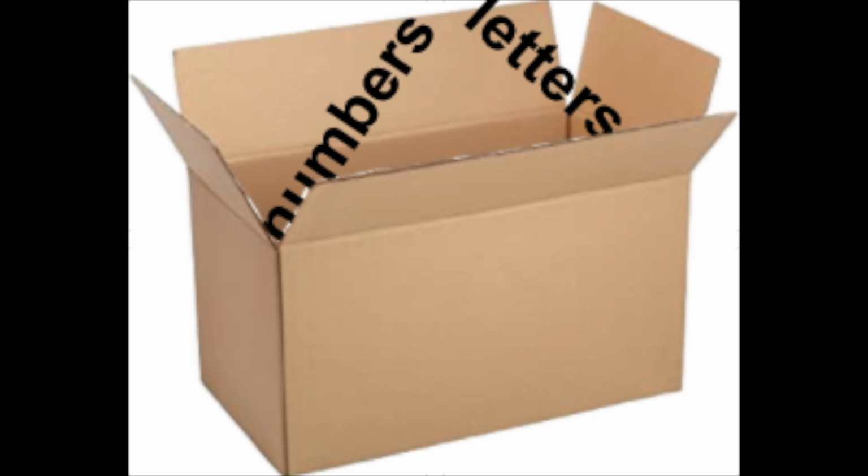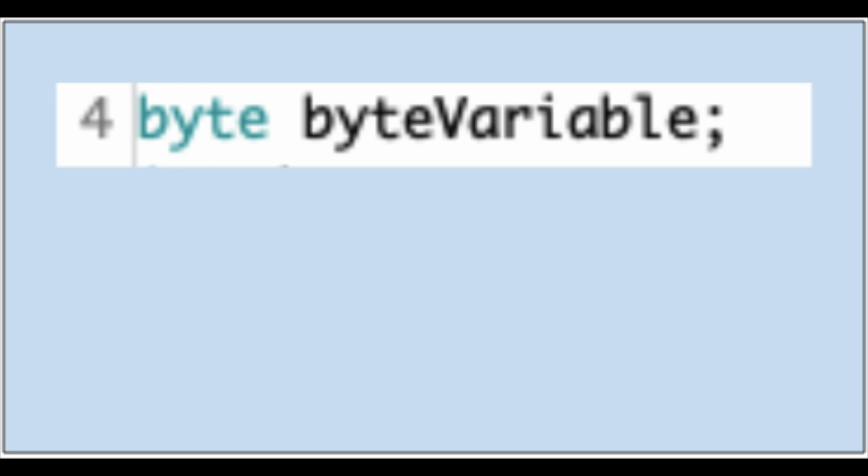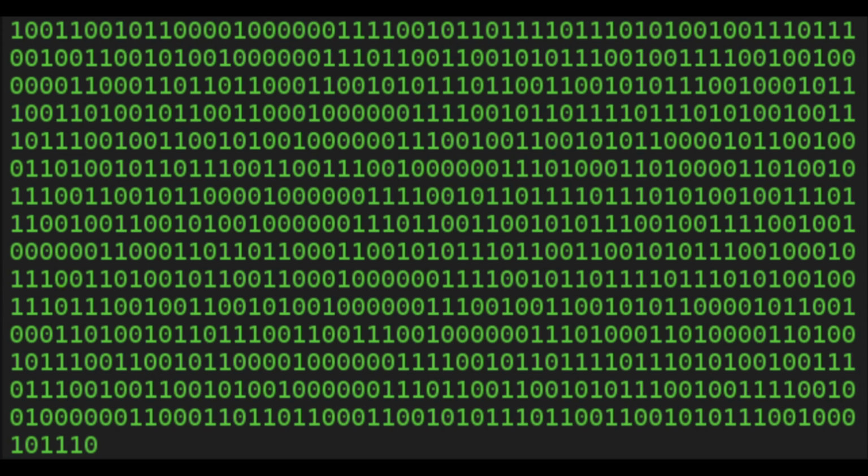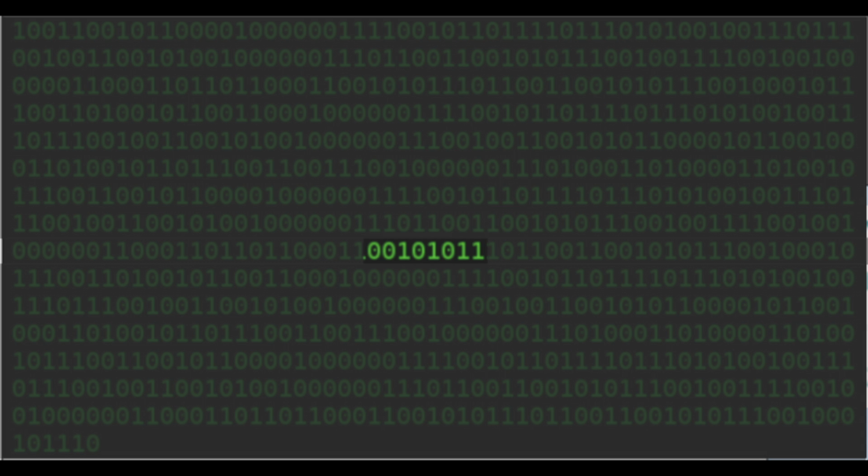Let's look at a few different types of variables. I won't be discussing all of the variable types today because there are a lot and we're not going to use all of them. But I will discuss the four main ones: bytes, integers, floats, and strings. To understand variables, you have to understand bits and bytes. A bit is the smallest possible piece of computer storage and can either be a 1 or a 0. A byte is 8 bits.